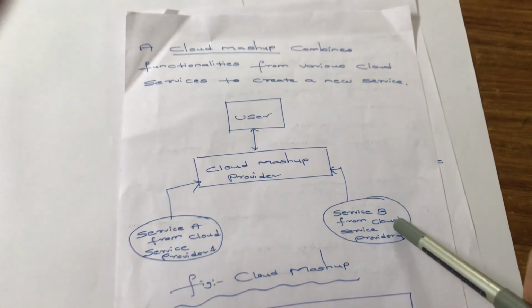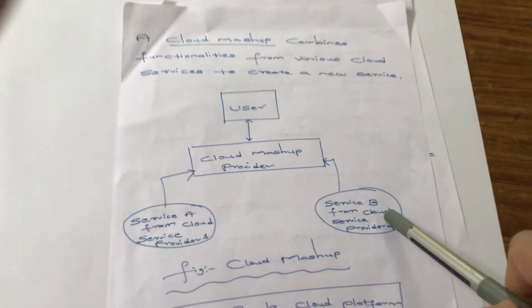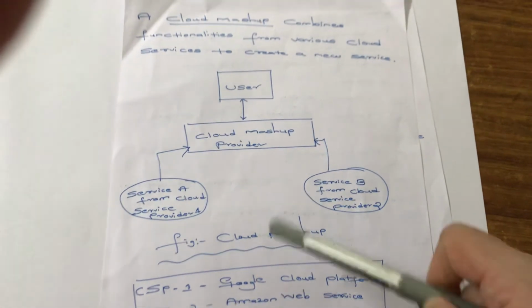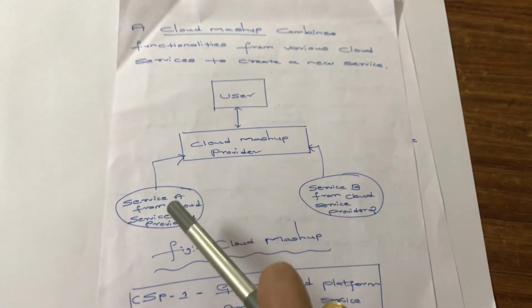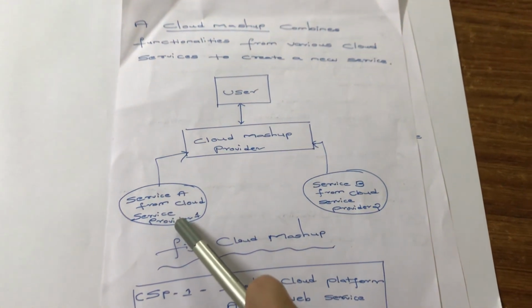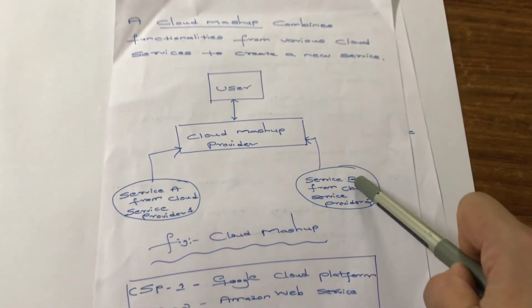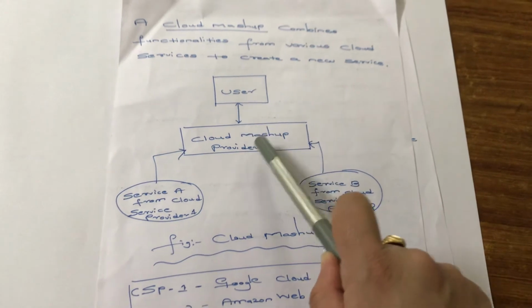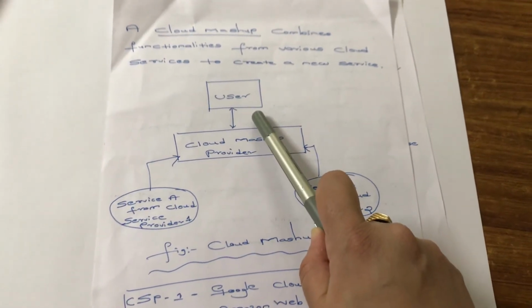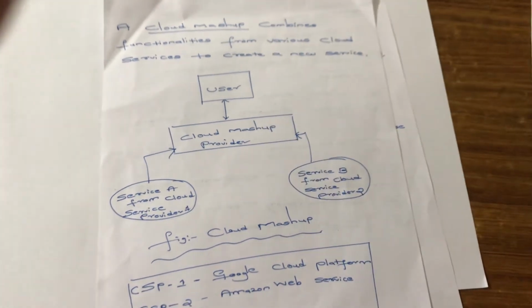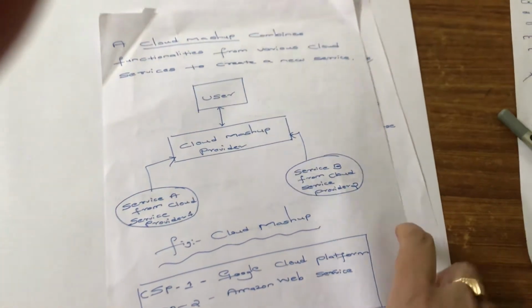Okay, cloud service provider 2 is, say for example, Amazon Web Services. So what the cloud mashup provider will do, it will take one service from the Google Cloud platform, another service from the Amazon Web Services. It will blend both the services together and the new service will be provided to the user. So that is all about the cloud mashup services.